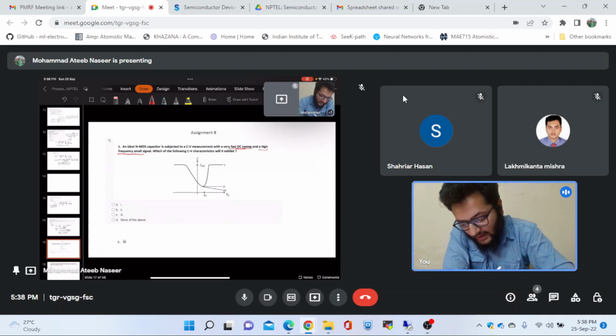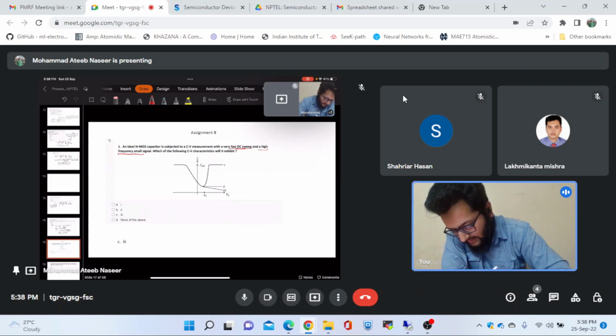So this curve 3 seems the only option that matches our needs, because the depletion width is not saturating as well, and these carriers also do not have enough time to respond, so this curve 3 is the only reasonable option. And we will see in the upcoming problems how we can see the different capacitances in this MOSFET structure.